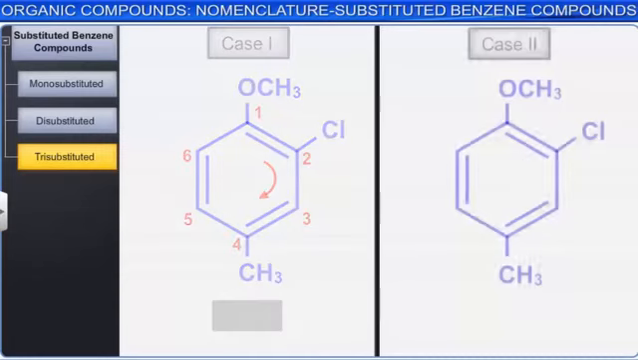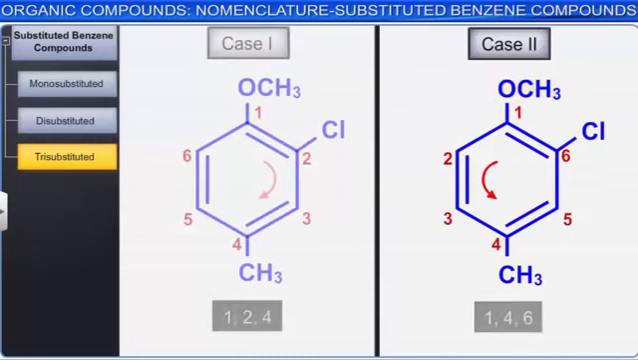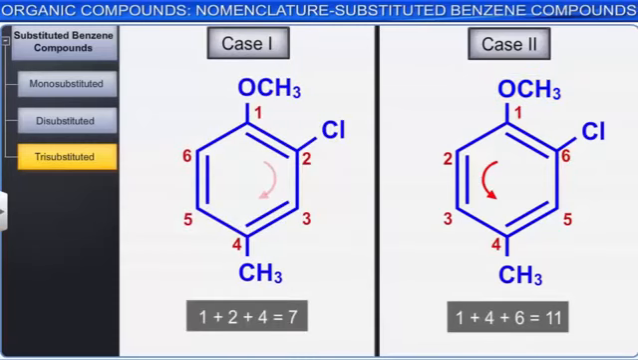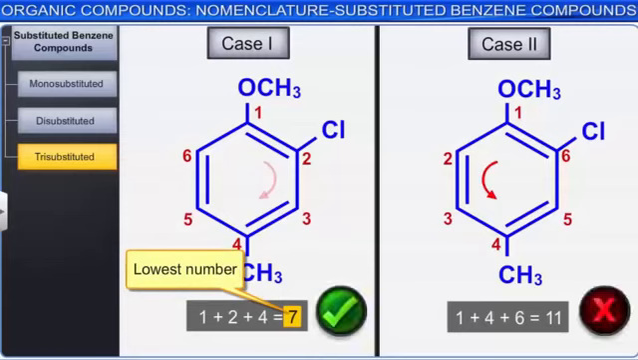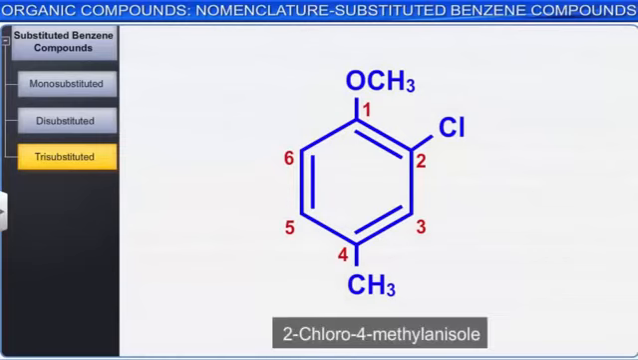In case 2, the numbering is done in the anticlockwise direction, and the substituents get the positions 1, 4, and 6. As per the lowest locant rule, case 1 is the correct way of numbering. Thus, the name of the compound is 2-chloro-4-methylanisole. Note that the names of the substituents are written in alphabetical order. Thus, chloro comes first, followed by methyl.